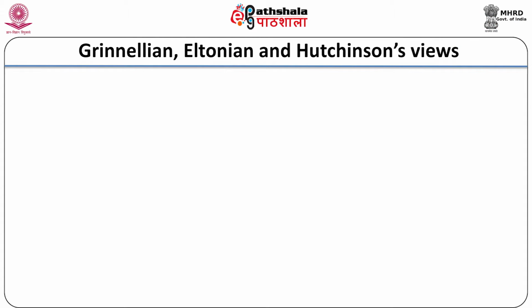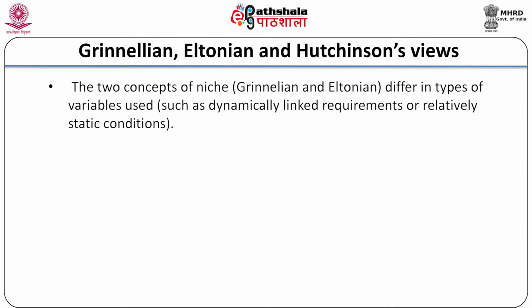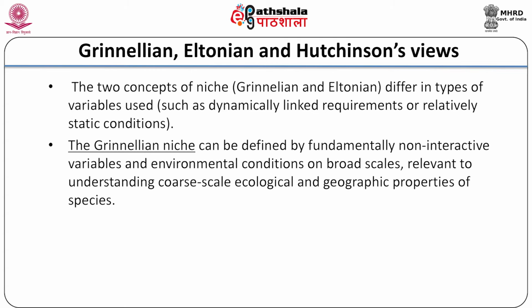Grinnellian, Eltonian and Hutchinson's view. The two concepts of niche, that is the Grinnellian and Eltonian, vary in kinds of variables used, such as dynamically linked requirements or relatively static conditions. The Grinnellian niche can be defined as non-interactive variables and ecological situations on broad scales, mostly physical variables, relevant to sympathetic coarse scale ecological and topographical properties of species.